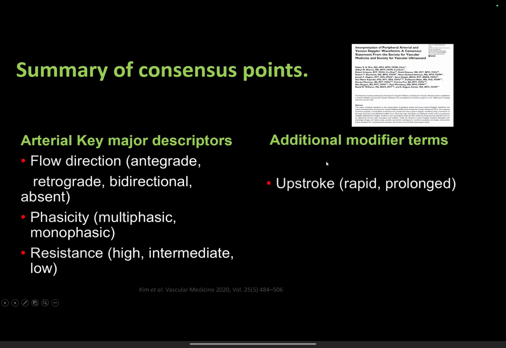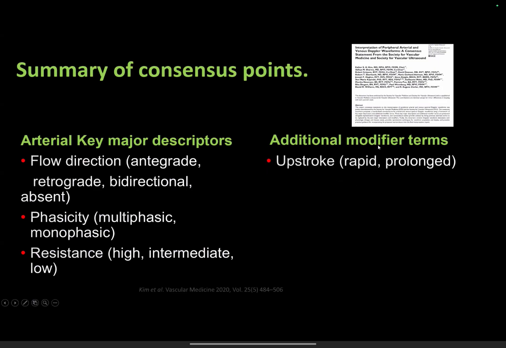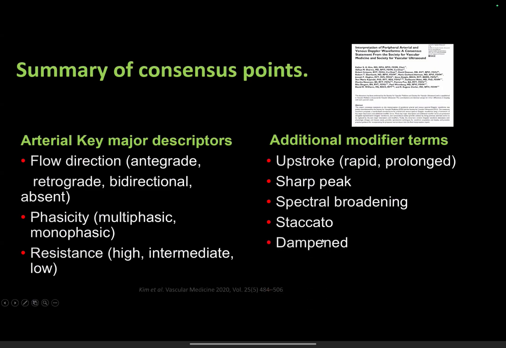Additional modified terms can be upstroke, which can be rapid upstroke of the spectrum. It can be prolonged upstroke of the spectrum depending upon the pathological condition. Peak can be sharp. There can be spectral broadening, filling the spectral window. There can be staccato flow or disturbed flow. There can be dampened flow. Earlier we called it tardus parvus. Now we use this term dampened flow. So these are additional modified terms, and these are the basic measure descriptors while analyzing the spectral waveform. And another important modifier is flow reversal.